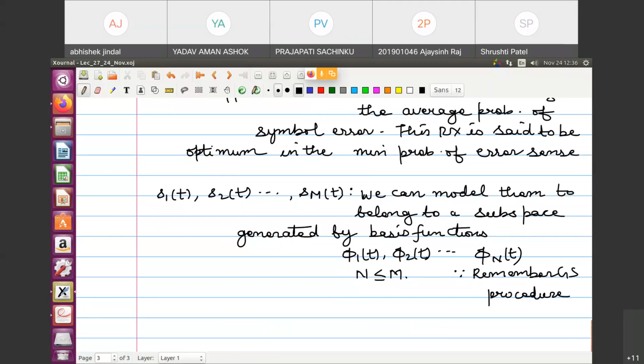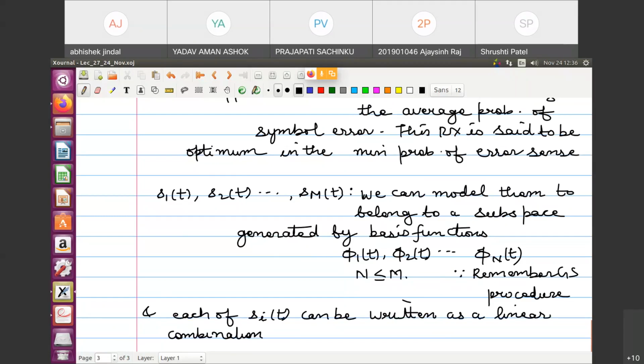So we can model them to belong to a subspace generated by basis functions, and each of s_i(t) can be written as a linear combination of phi_j(t)'s, where j goes from 1 up to N. So that is quite obvious.